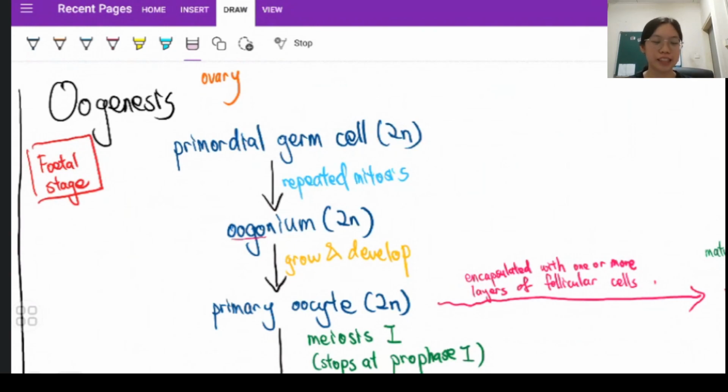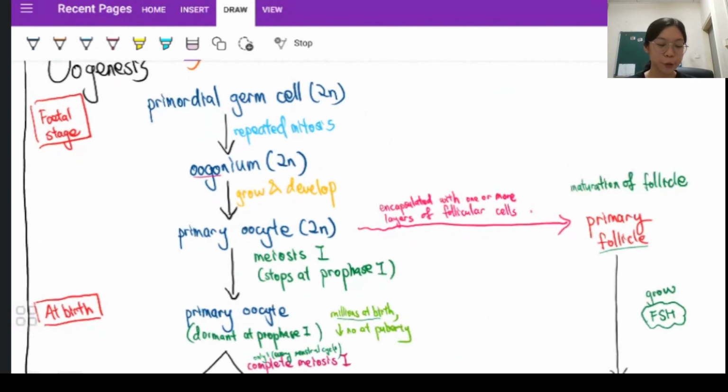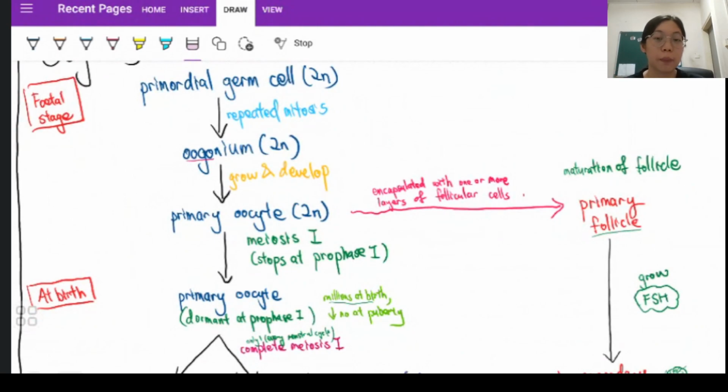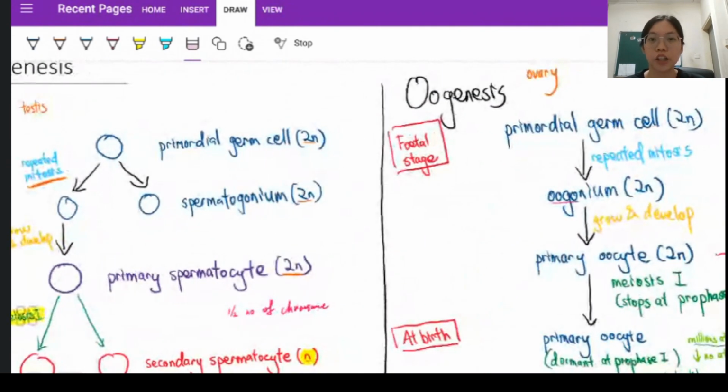The reason why oogenesis is complicated is because it keeps stopping and starting, stopping and starting. First of all, it also starts with a primordial germ cell, which is in a diploid number, 2n. After that, the primordial germ cell will undergo repeated mitosis to form oogonium. And oogonium will grow and develop to form a primary oocyte. Can you see the similarity between spermatogenesis and oogenesis? Primordial germ cell undergoes repeated mitosis to form the oogonium. For spermatogenesis it's spermatogonium, different name only. The oogonium will grow and develop, the same as the spermatogonium grows and develops to form the primary spermatocyte, and for female it is the primary oocyte.